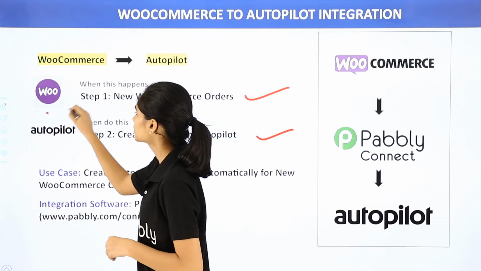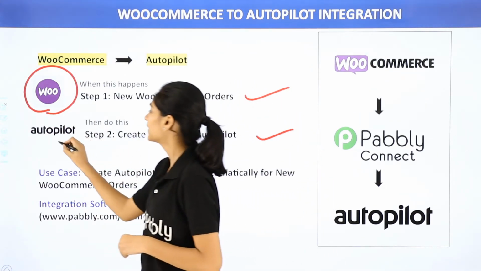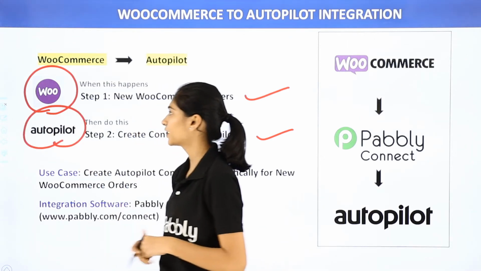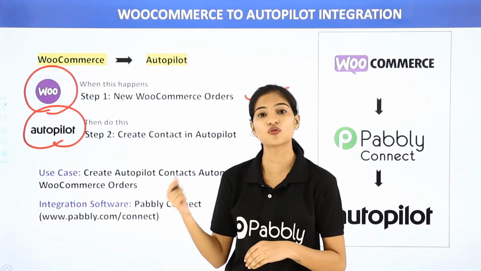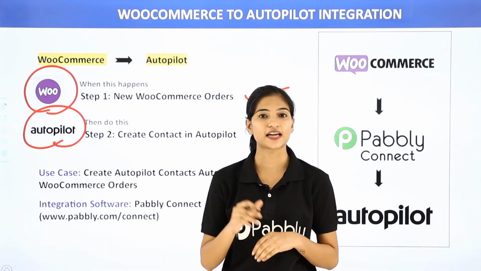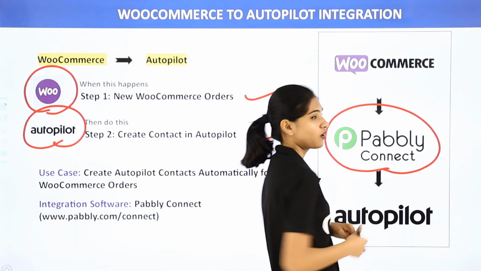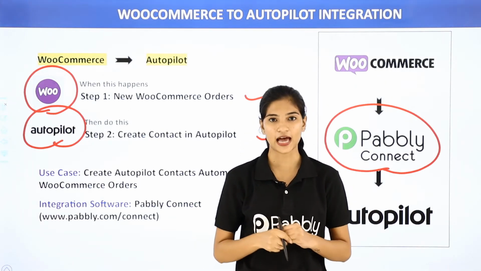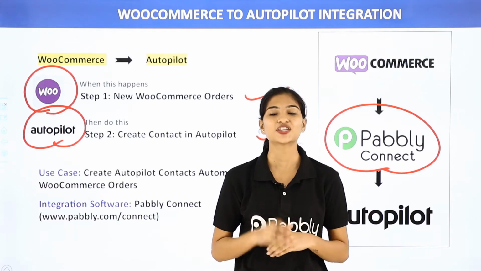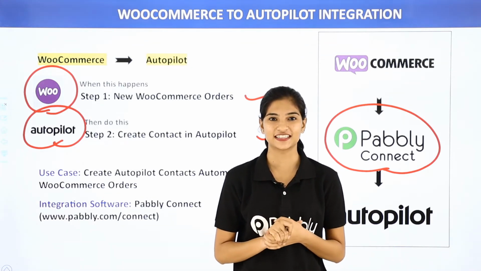So WooCommerce is a software application where you can set up your online store, whereas Autopilot is a marketing automation software. So the issue here is that WooCommerce and Autopilot don't have any integration between them, and that is why we are going to use Pabbly Connect, a third-party application software, to integrate both these software applications. The best part here is you don't require any knowledge of coding. So let me show you this on my screen.